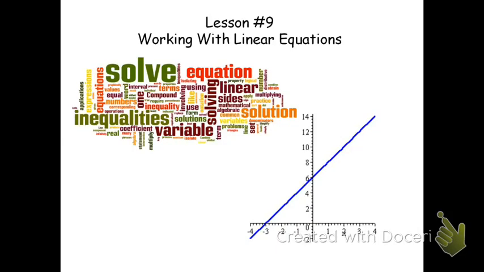EACC Math, Lesson number 9, Working with Linear Equations. The term linear means straight line. So a linear equation, when you graph it, would be a straight line. So down here we have a linear equation. Now that's real important in modeling, and we're not going to get into that today. We're just going to look at simply solving some basic linear equations, but we're leading into the modeling part.